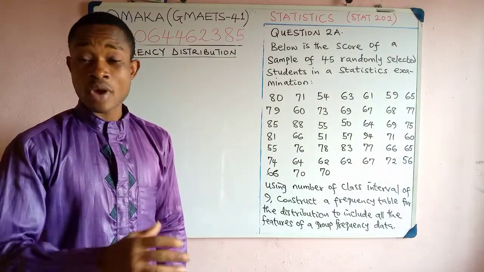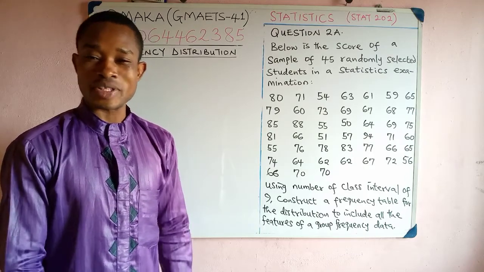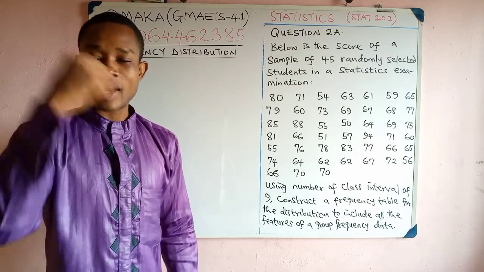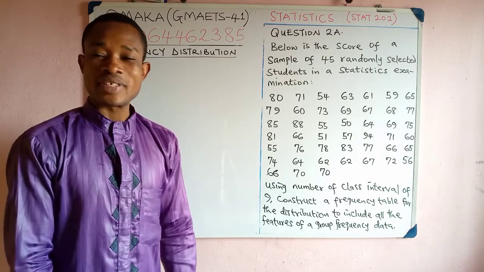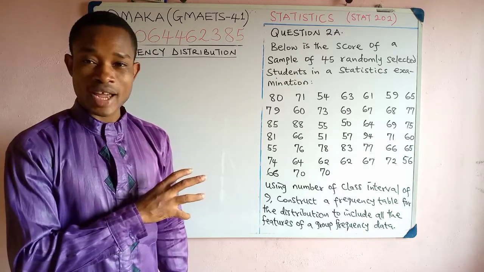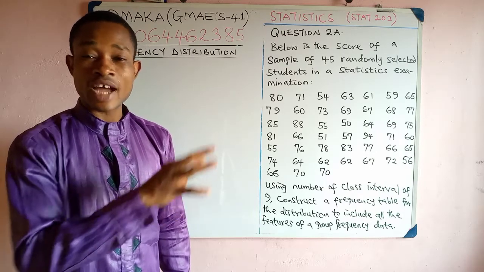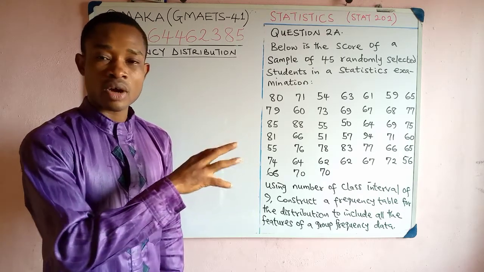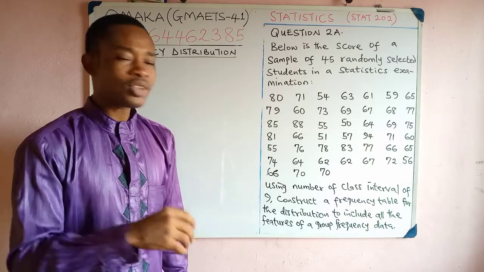You would recall that we have treated all the features of a group frequency distribution. Is that not so? Starting from class interval down to what? Our percentage frequency. So of course, it's believed that you have an idea of all of those now. We're going to construct a table that will contain all of those features. But how do we start?